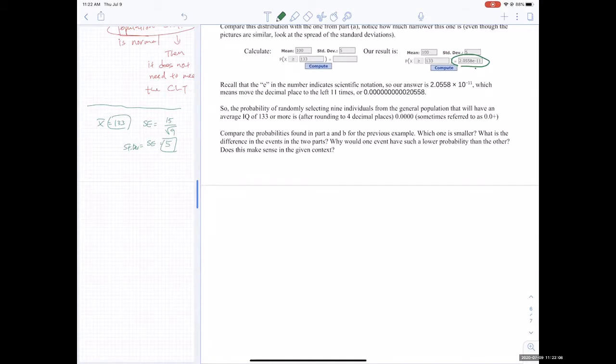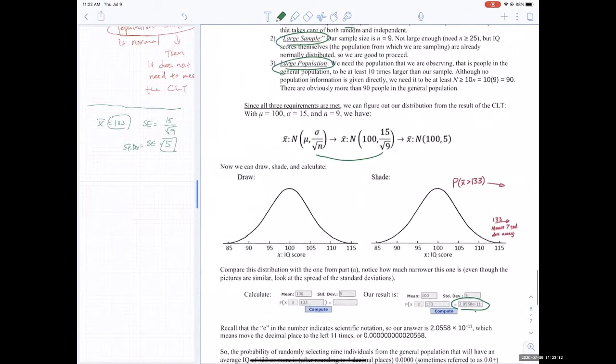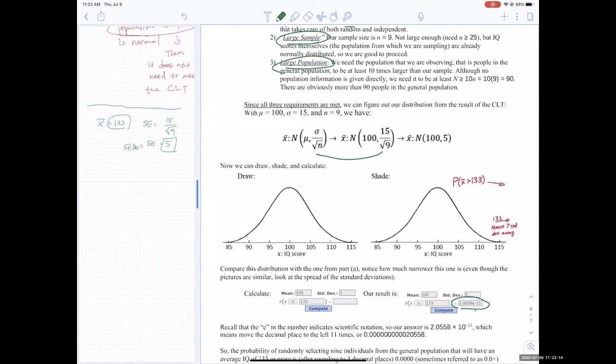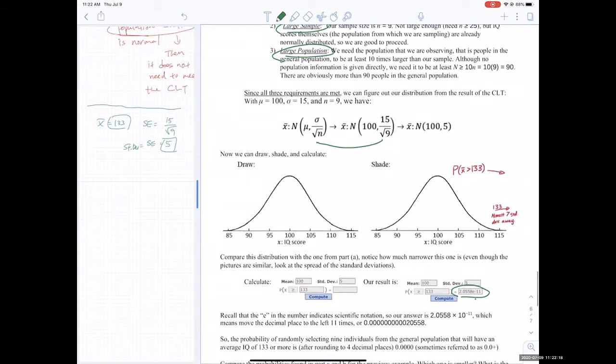So work on this one and go through it with Michael and Alex, and they'll help you use technology and show you how they got these values here. Okay, so far so good?